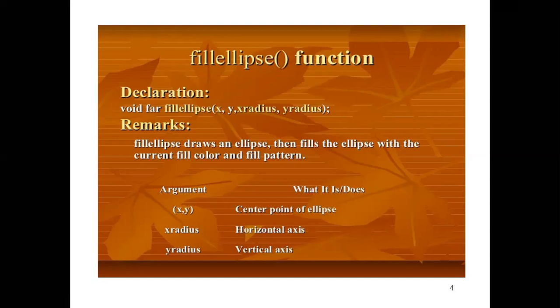Now you can write void fillellipse(x, y, xradius, yradius). Fillellipse draws an ellipse, then fills it with the current fill color. In this case you will define the name of the color and also the fill pattern. x, y is again the center point of the ellipse, xradius is the horizontal axis, yradius is the vertical axis.